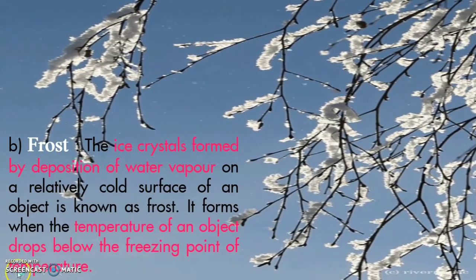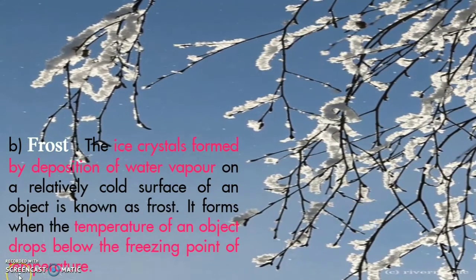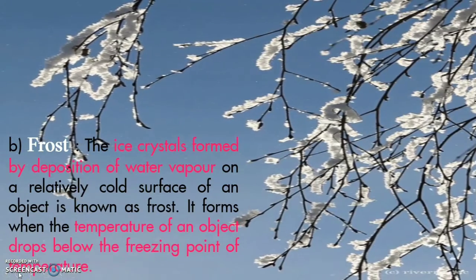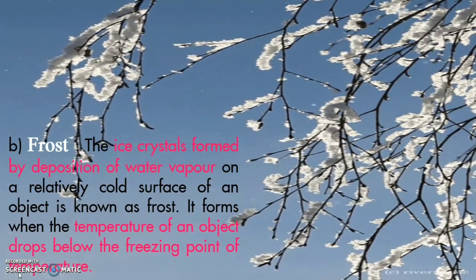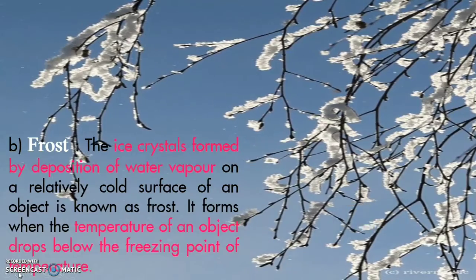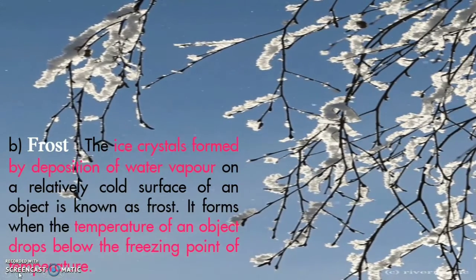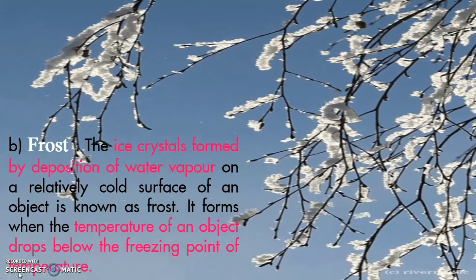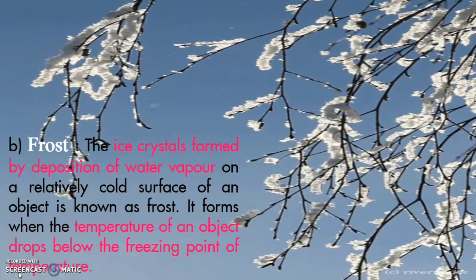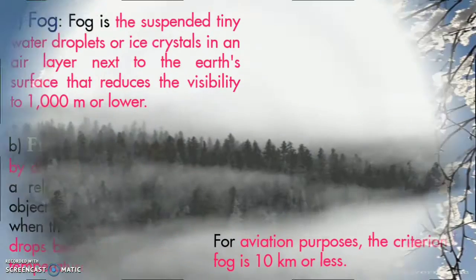So, again, I repeat, frost is ice crystals formed by deposition of water vapor on a relatively cold surface of an object. It forms when the temperature of an object drops below the freezing point of temperature. Is it clear, children?